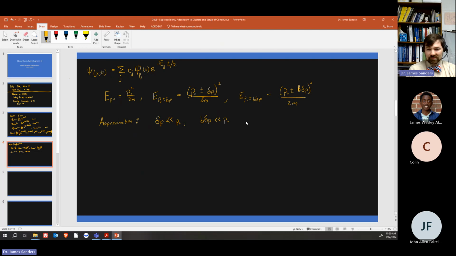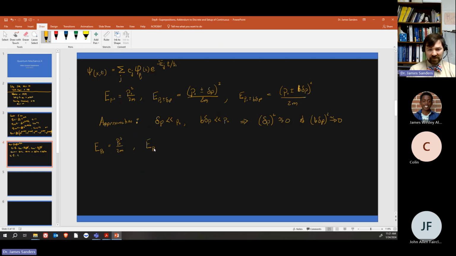Okay, so with this approximation, both this term and this term we will treat as approximately 0. That means that our energies are now given like so. E for p naught is unchanged. It's still just p naught squared over 2m.